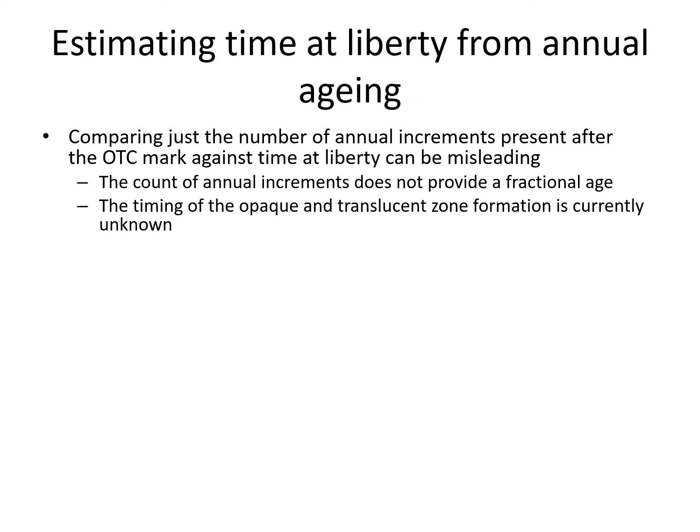Now we need to be aware that just comparing the number of annual increments present after the OTC mark against the time at liberty can be misleading. This is because the count of annual increments do not provide a fractional age, and also largely the timing of the opaque and translucent zone formation is unknown in tropical tunas from the Atlantic.